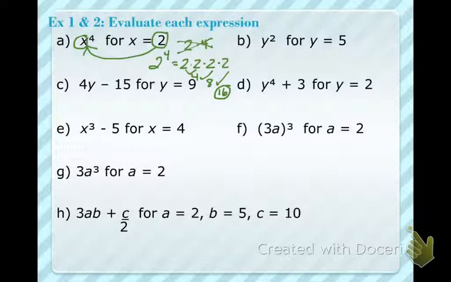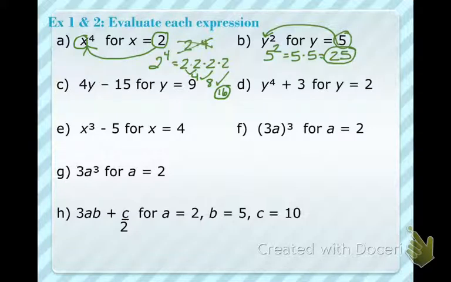Now B. You have y squared and y equals 5. So you're going to plug in 5 for y. And you're going to have now 5 squared. Remember, it's not 5 times 2, it's 5 times 5. And 5 times 5 is 25. Remember, you guys need to have your multiplication tables memorized. Do not use a calculator for this lesson.